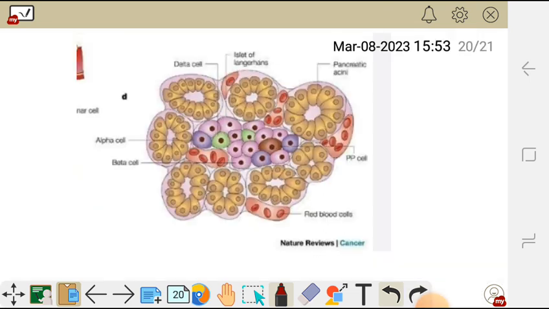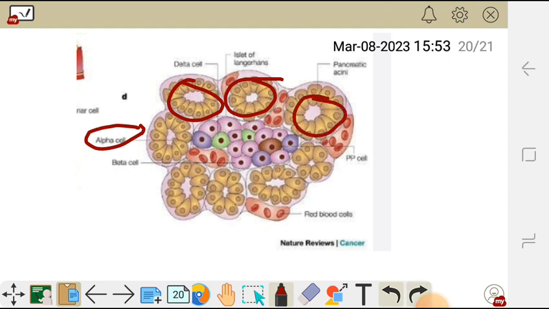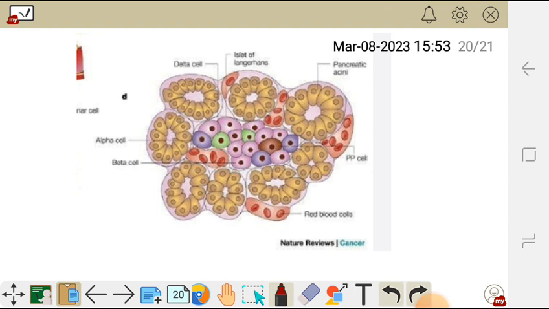As we can see here, this cluster of cells is simply the islet of Langerhans, where we find the alpha cells, beta cells, and delta cells, even the gamma cells. And these structures are the acini of the pancreas, which form what we call the exocrine glands.